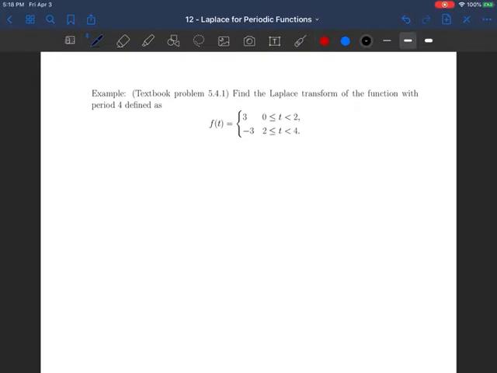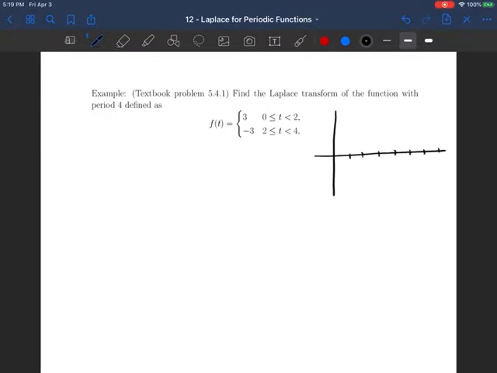Let's go with an example. Suppose that we want to find the Laplace transform of this function. So this is from the textbook. It's given as a graph there, but I've written down the definition. This is a function that has period 4, and it's equal to 3 on the interval from 0 to 2, and it's equal to negative 3 on the interval from 2 to 4, and then it repeats because of the period 4.